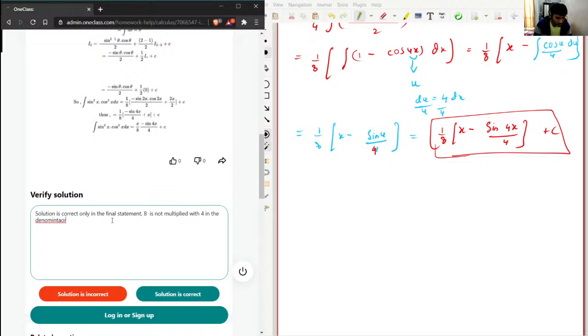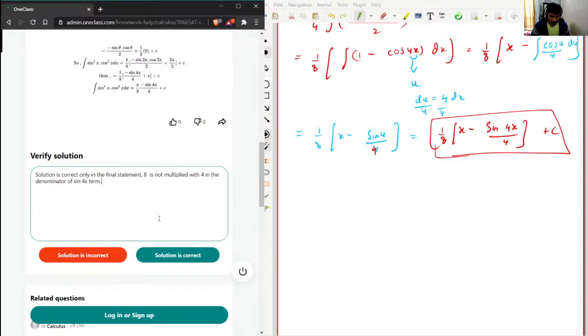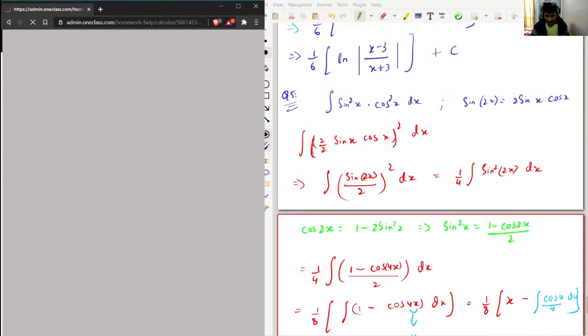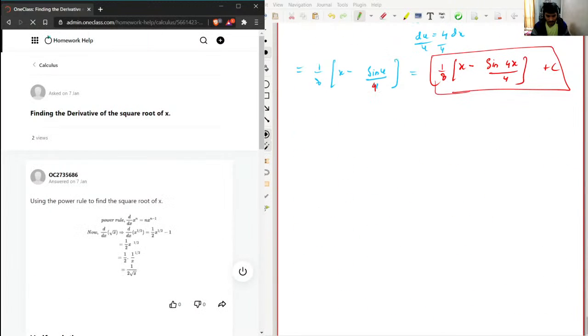So 8 is not multiplied with 4 in the denominator of sine 4x term. So I'll just mark this solution as correct because the whole procedure was correct. That was a very lengthy procedure. You can obviously follow this shortcut. And this was question 5.